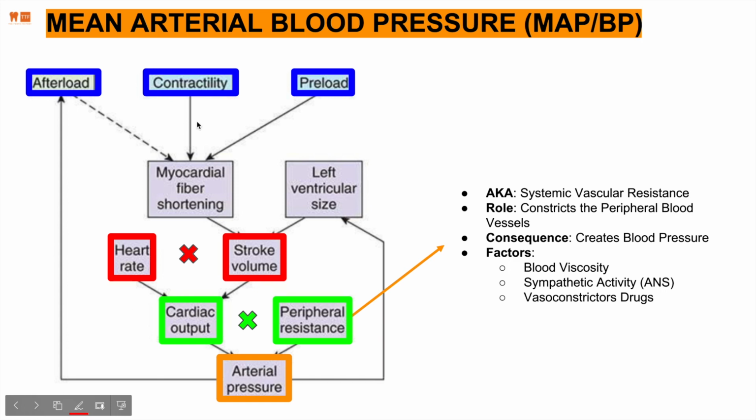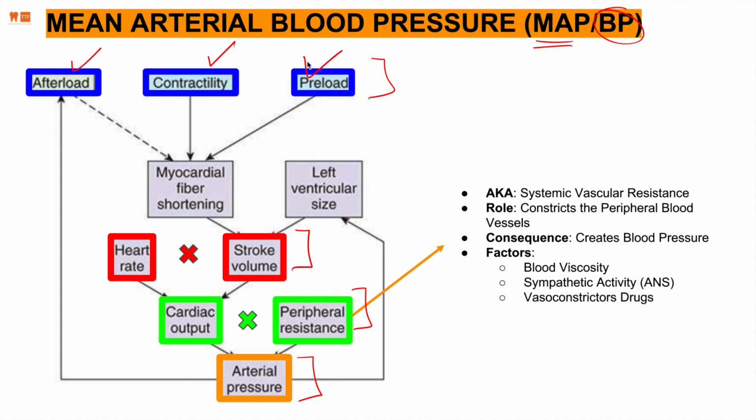Okay. So let's take a look at this chart here. The blue is a family, the red is a family, the green is a family, and the orange is a family. Okay, let's take a look. Mean arterial blood pressure, MAP, commonly known as BP, blood pressure. So we just talked about afterload, we spoke about contractility of the heart, we spoke about preload. All of that has effects on myocardial fiber shortening. In other words, the pumping action of the heart.